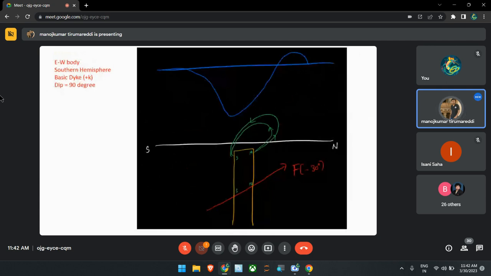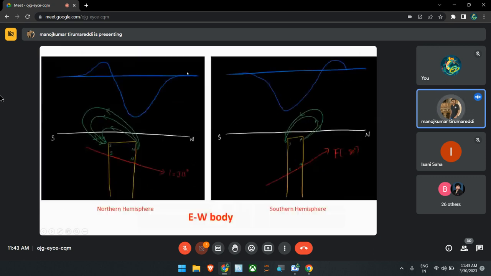If you come to the southern hemisphere, the field is coming outward from the surface like this, for I equal to minus 30 degrees. So the secondary field will generate in this pattern. Here we will get the maximum, so positive here, because the secondary field direction is parallel to the primary applied field, and here negative because this is anti-parallel to the applied field. So in the southern hemisphere we will get positive towards the north, but in the northern hemisphere we will get positive towards the south.